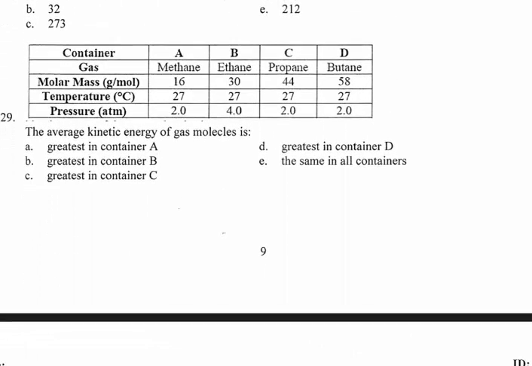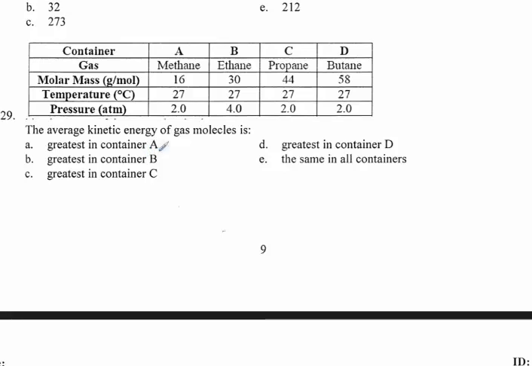The average kinetic energy of the gas molecules in container A, B, C, D, so forth. So remember, that's the measurement of temperature. Well, look at this. They're all the same temperature. Oh, cool. That must be, it's the same in all containers. That's right.